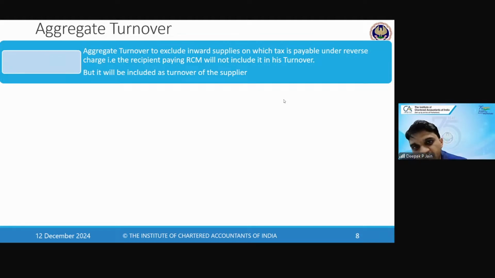Advocate, the supplier. Correct. It will be included in the aggregate turnover of the supplier. He will not pay the tax. Tax will be paid by the recipient, but still, for calculating aggregate turnover, it will be considered as aggregate turnover of the supplier itself.